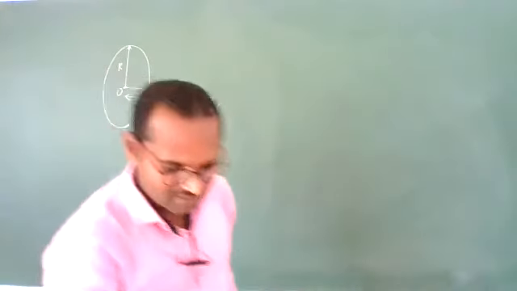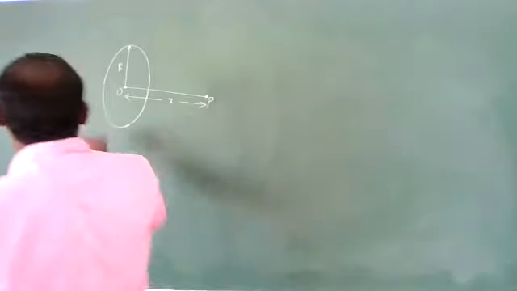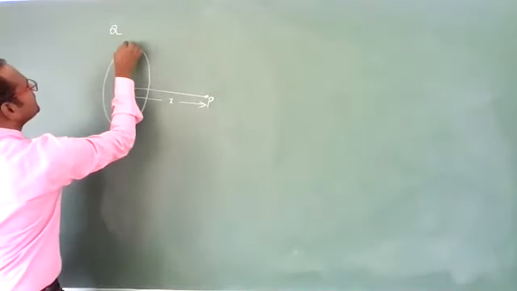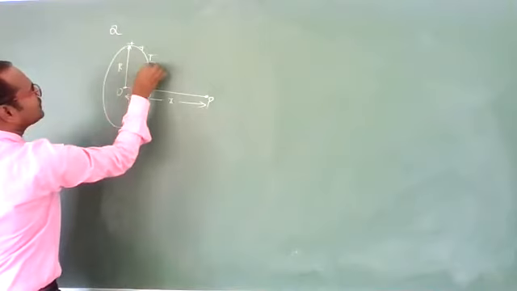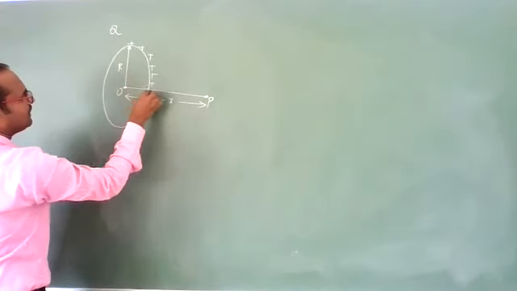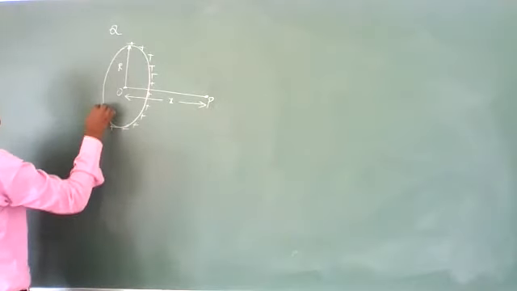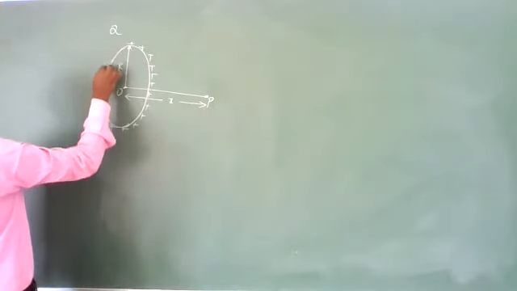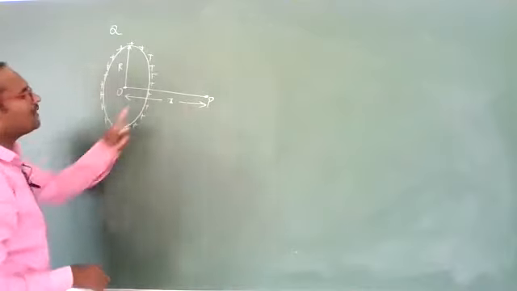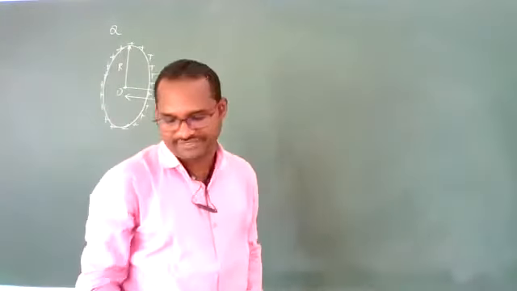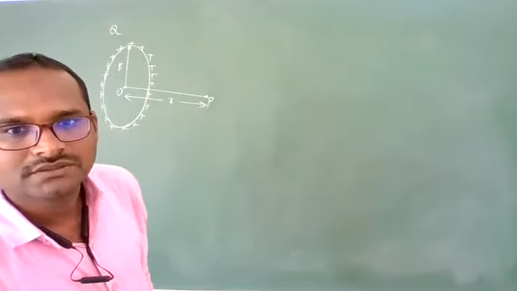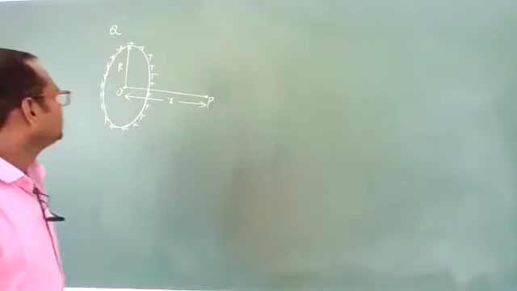find the electric field. If this ring has total charge Q, uniformly distributed through the length of the ring, then due to this charge Q, what will be the electric field at point P? We need to find it.